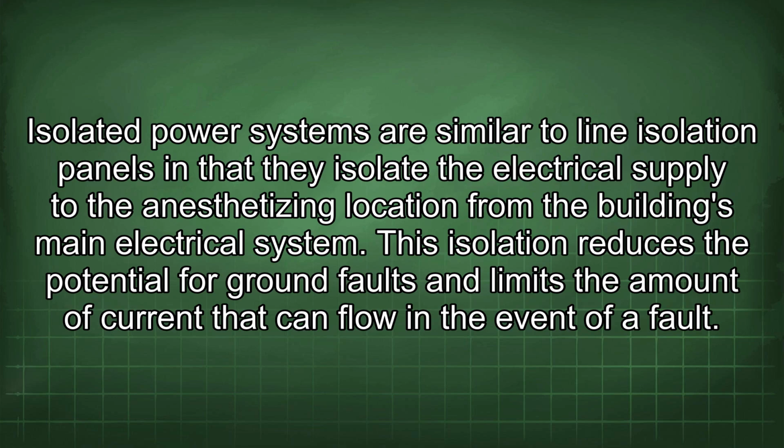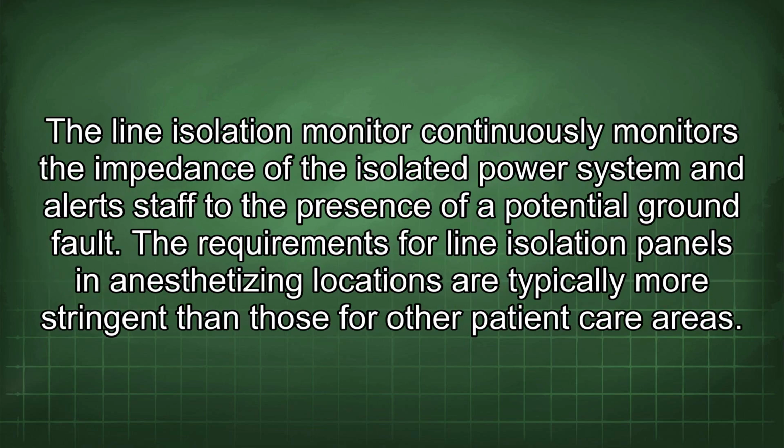This isolation reduces the potential for ground faults and limits the amount of current that can flow in the event of a fault. The line isolation monitor continuously monitors the impedance of the isolated power system and alerts staff to the presence of a potential ground fault.